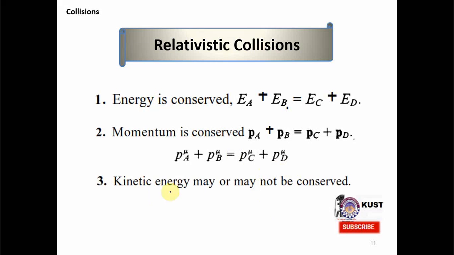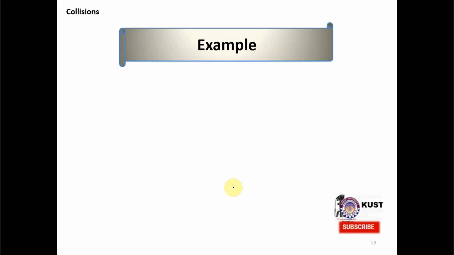And the last property is that kinetic energy may or may not be conserved. As you know, it can be conserved, and we have elastic collisions. It may not be conserved, and then we have inelastic collisions. So all these collisions are possible.